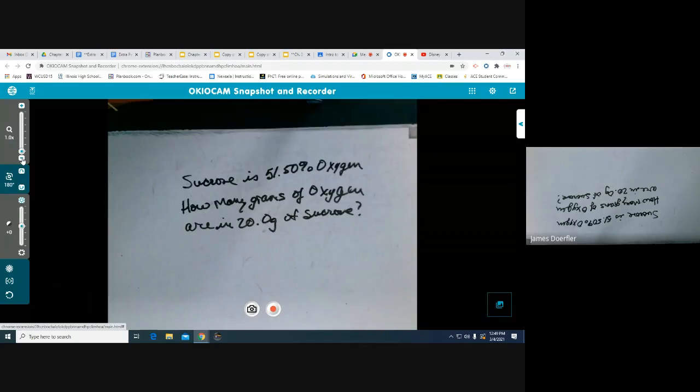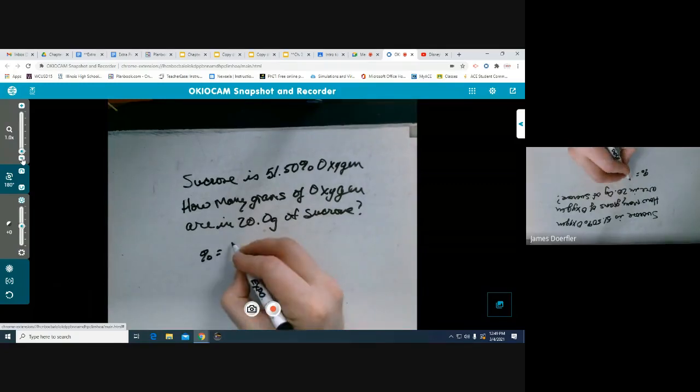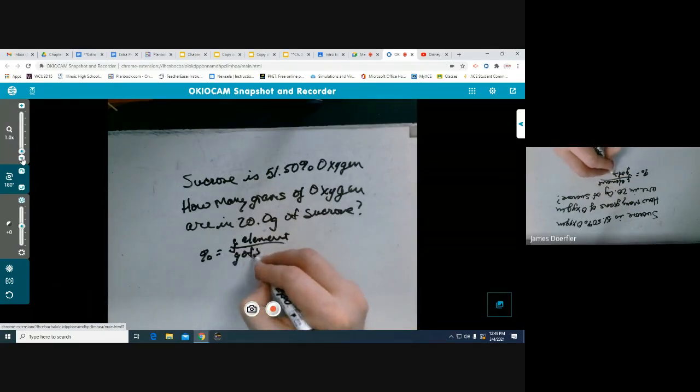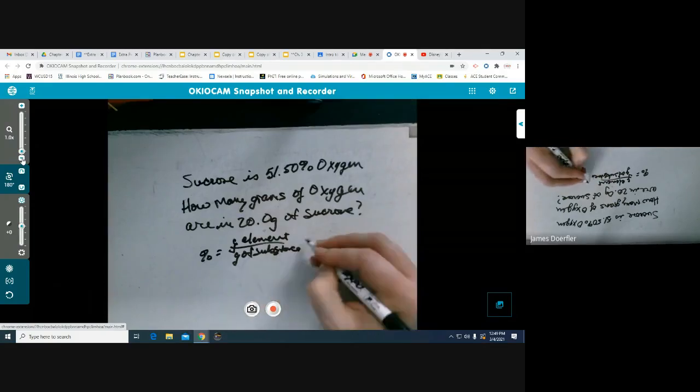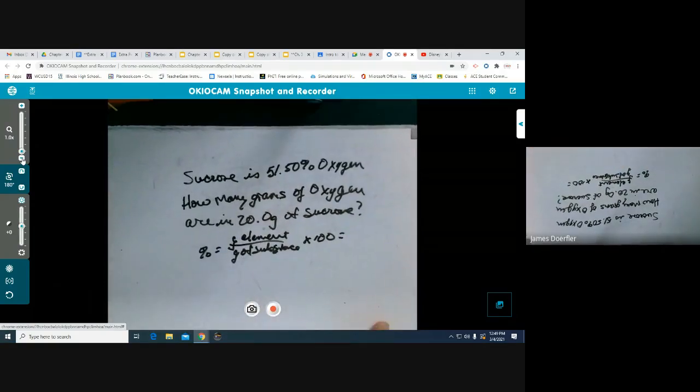Okay, so it's a little different than the two that we just did. Sucrose is 51.5% oxygen. How many grams of oxygen are in 20.0 grams of sucrose? So here's the thing. We have to think about it in terms of that formula that we just saw, where percent by mass is equal to grams of element divided by grams of substance multiplied by 100. Okay, and that gives us our percent.